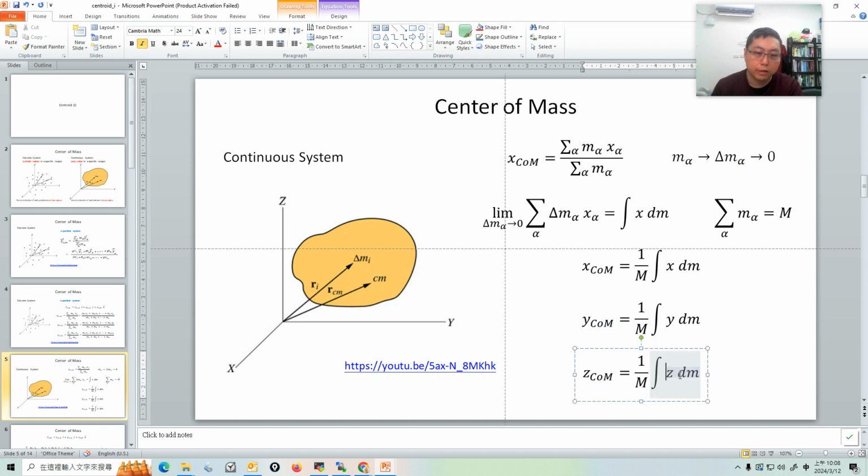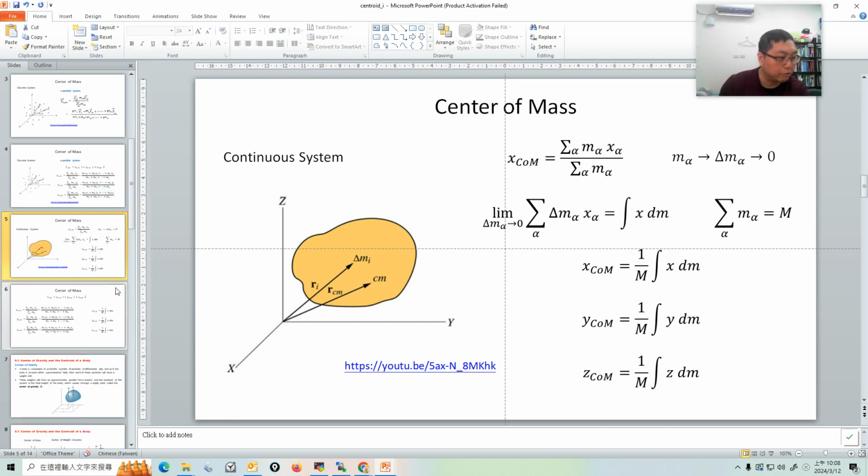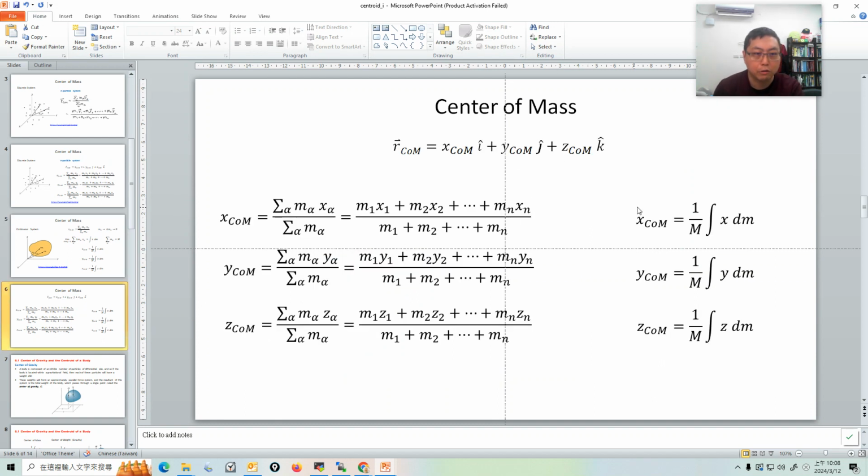And the z, doing integration with respect to delta m, and then divided by the total mass of the system, you will get the z coordinate of your center of mass. Okay, you see it's very similar. I think the next slide I have to arrange, I have to list this for the similarity.